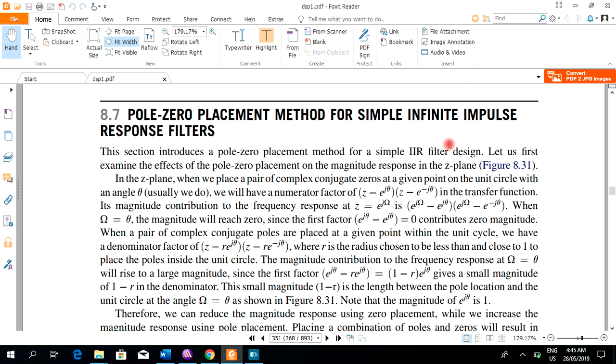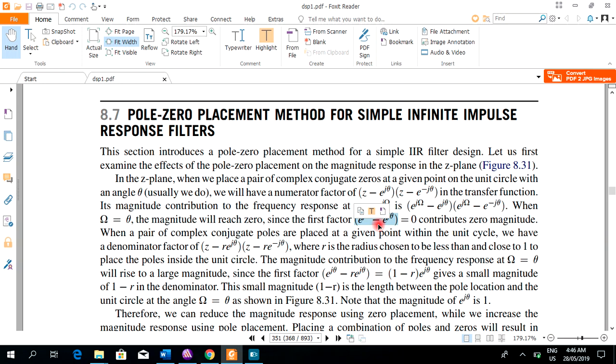So, what is the effect of adding poles and zeros in the Z-plane? If we add a pair of complex conjugate zeros on the unit circle, the numerator becomes this one. What will be its magnitude contribution? Its magnitude will reach 0, since this factor becomes 0 when omega is equal to theta.